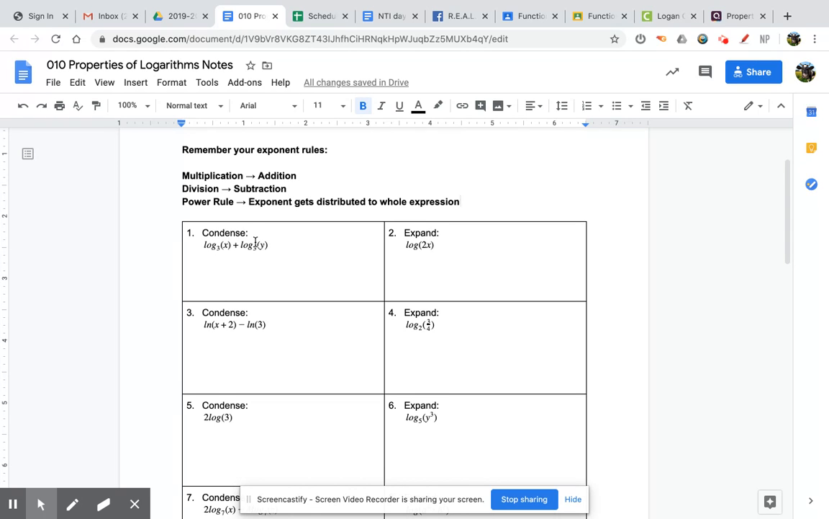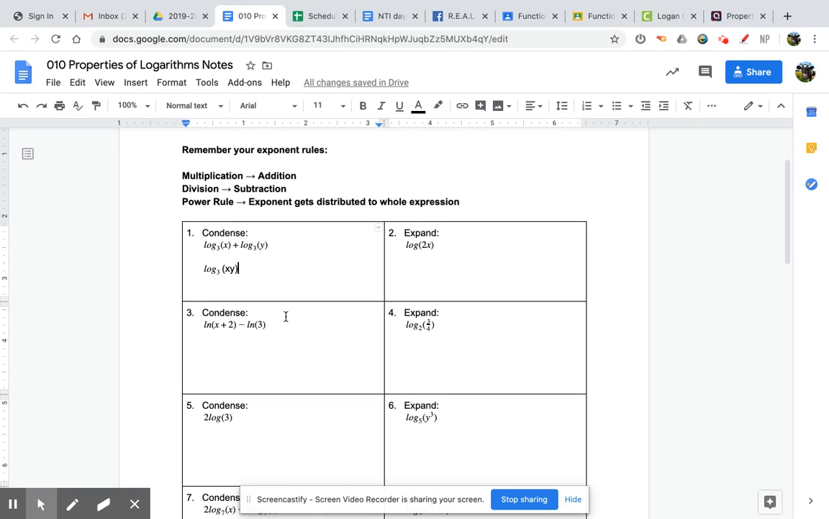So if I look at number 1 and it says condense. Condense just means to take these two logarithms and put them together into one. Well, let's identify what's happening here. These things are being added. And if I think about my exponent rules, what paired up with addition? Well, it was multiplication. It's just now I'm going backwards. So how do I take these two logarithms and put them into one? Well, if I see an addition symbol, the way that I put logarithms together is by multiplying them. And notice the only two things I multiplied are the x and the y. That log base 3 did not change. It stays exactly the same. What I multiply is the stuff that's inside parentheses there.